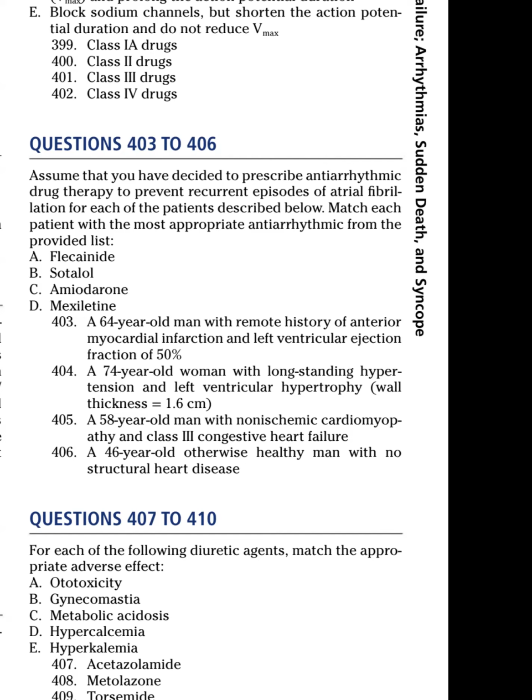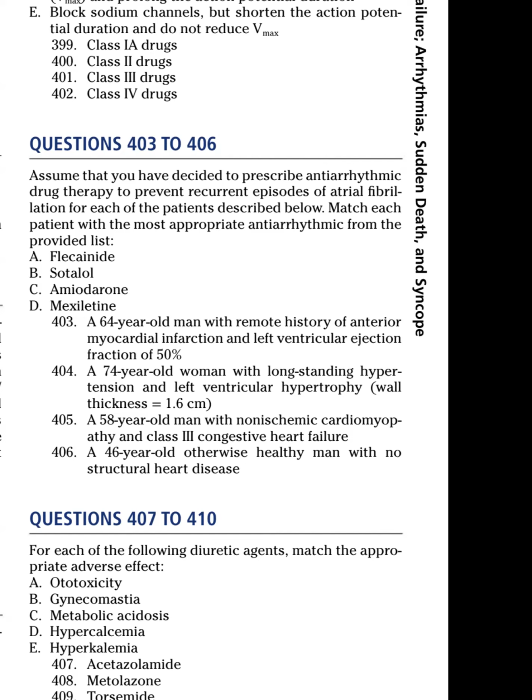So I'll start from 406 with what Dr. Alagbe has read. Thank you so much, ma. A 46-year-old man, otherwise healthy, with no structural heart disease. I think the correct option will be flecainide, which is a class 1C drug. I think propafenone too, we should be able to use in this patient, but most times in the options, they will always put flecainide for structurally normal heart.